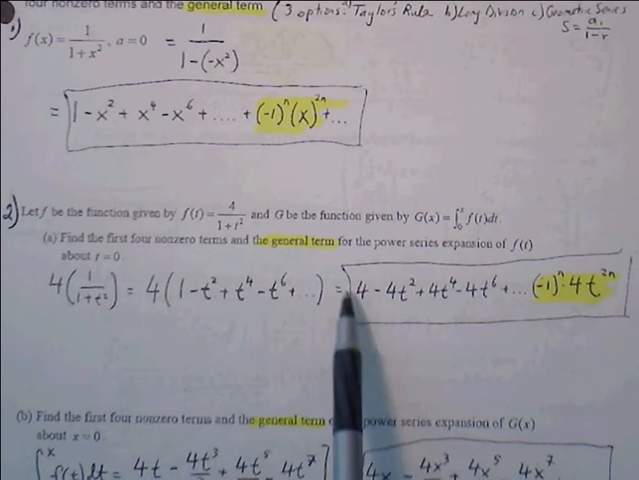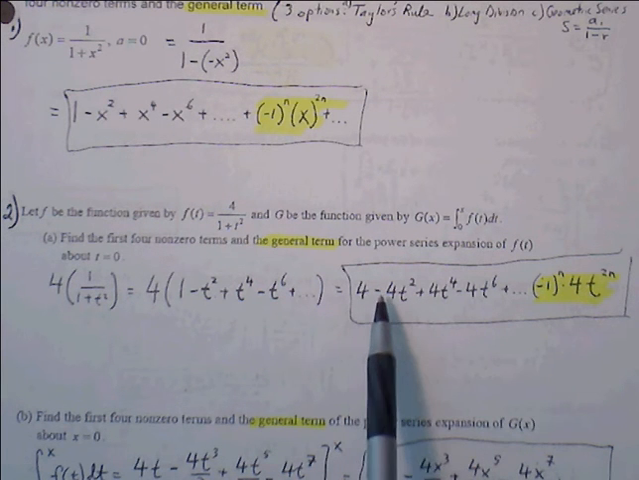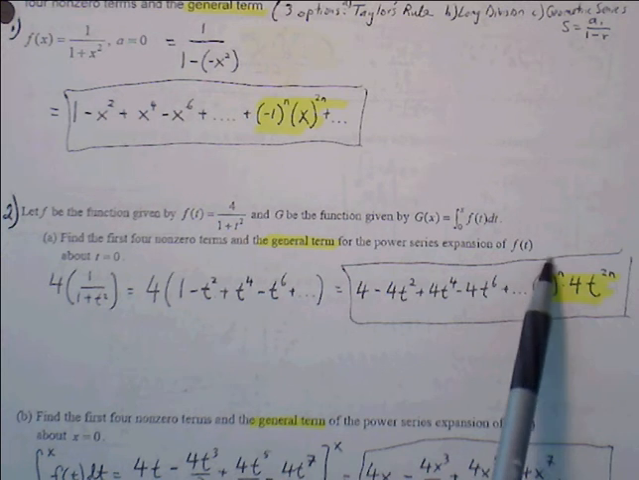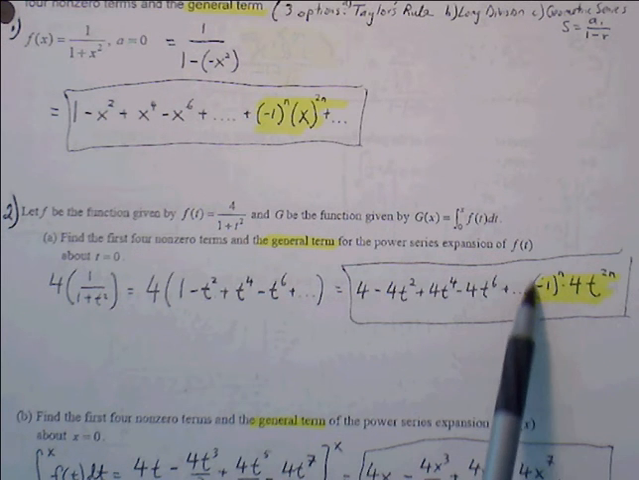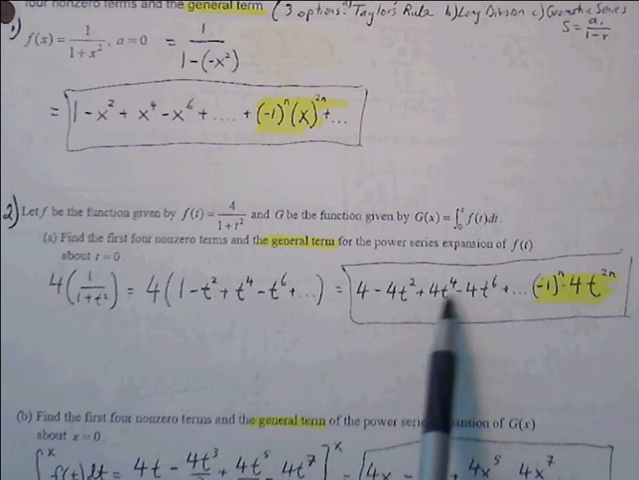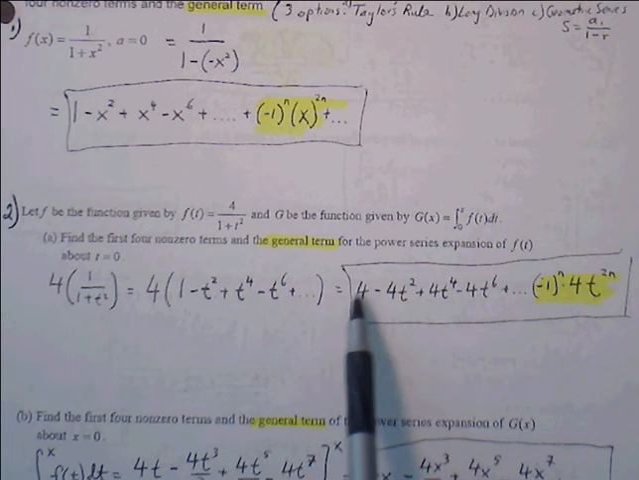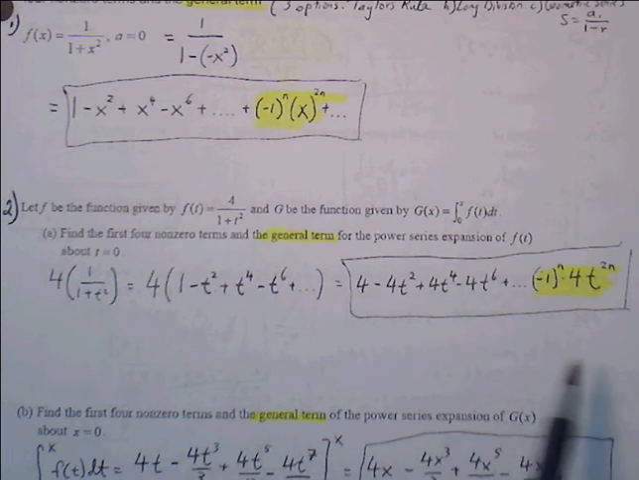So here we have the first 4 non-zero terms, and then for the general term, we know that we need an alternator that will change the sign of each subsequent term. And then it looks like it's going to be the same pattern, t to the 2n, but we just need a 4 out front since 4 is a coefficient for each of the terms.